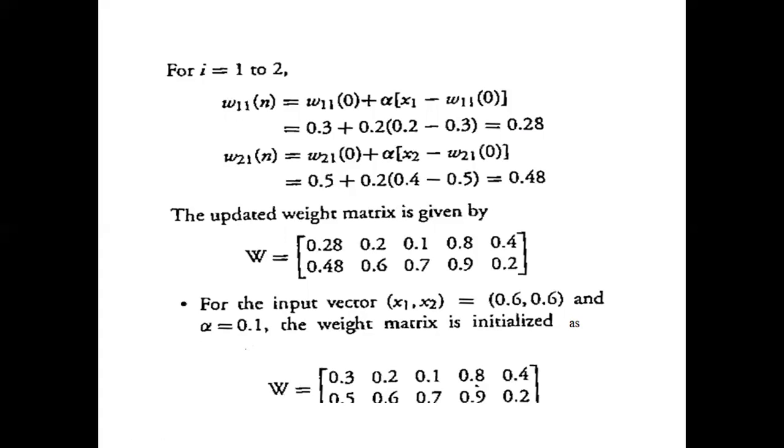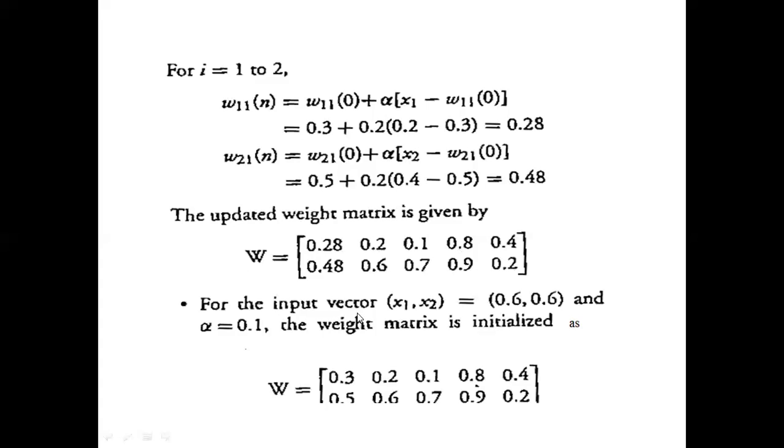So W21 old value is 0.5, alpha is 0.2, x2 is 0.4 and W21 old is 0.2. The value will become 0.48. So the updated matrix is given by, we only change the x1 units for both the rows. This will become 0.28 and this will become 0.48 and all the other values are the same in the matrix W. That is 0.2, 0.1, 0.8, 0.4 and this is 0.6, 0.7, 0.9 and 0.2.